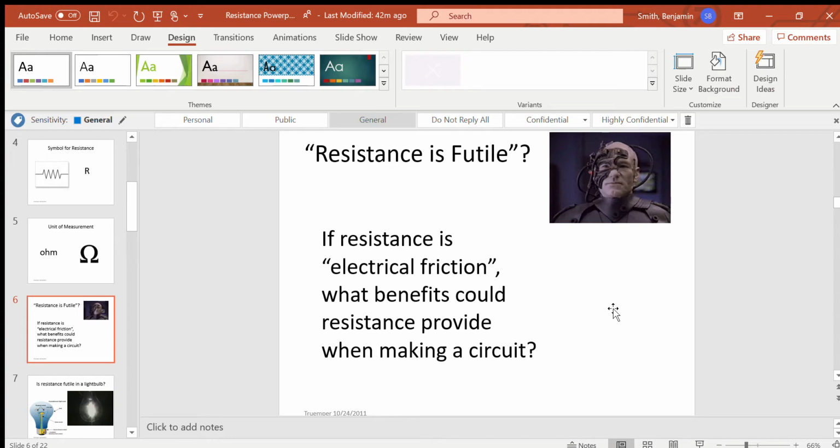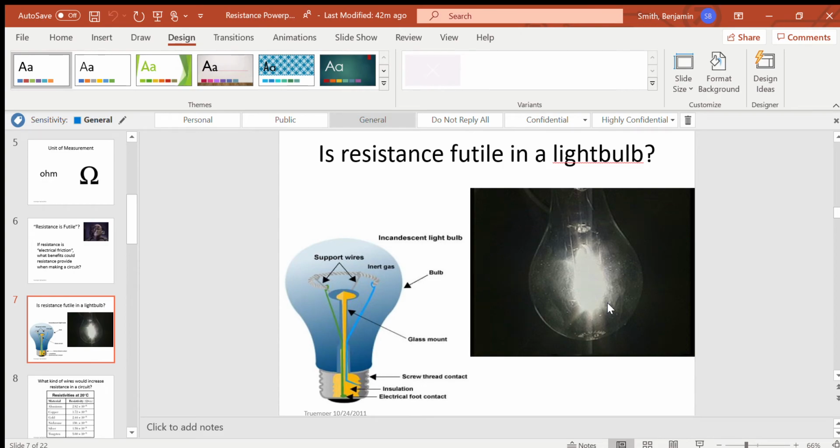So this is a cute little picture. Resistance is futile. If resistance is electrical friction, what benefits could resistance provide when making a circuit? How can you use this resistance to your advantage? Well, it turns out that's exactly how light bulbs work. You have a light bulb, and the resistance in the wire right here is what makes it glow. In fact, we'll see later how the temperature of a wire can actually change the resistance as well. So light bulbs actually glow because of resistance.